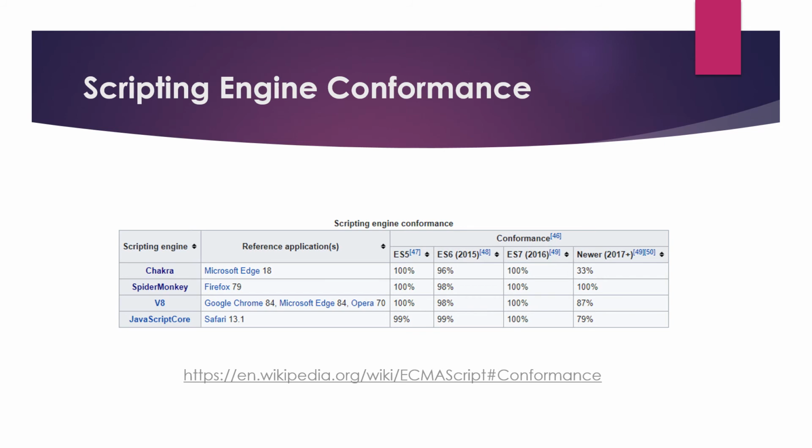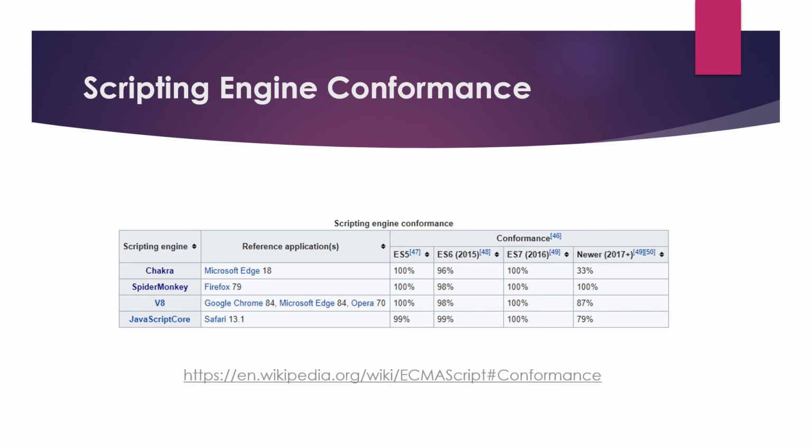Now let's talk about scripting engine conformance. As I have said before, every browser has its own JavaScript engine or scripting engine, and the engine must conform to the ECMAScript specifications. The snapshot here shows the ECMAScript compliance of the various scripting engines. I took this snapshot from the Wikipedia page of ECMAScript, and here reference applications refer to the browser using that scripting engine. As we can see here, ECMAScript 5, 6, and 7 are supported by almost all the scripting engines.